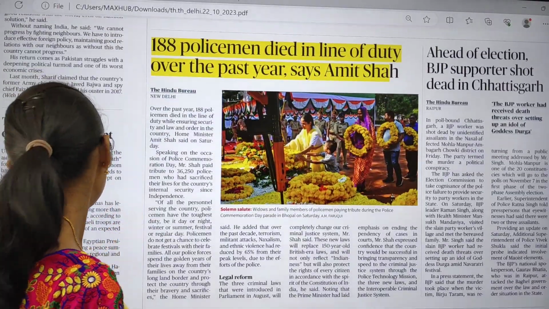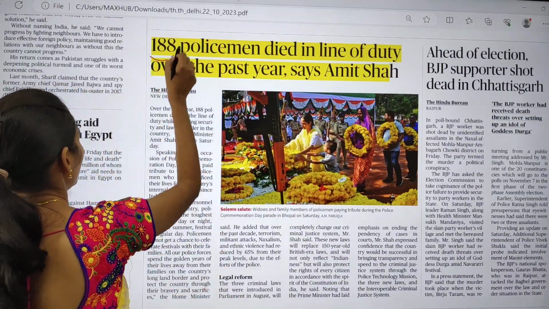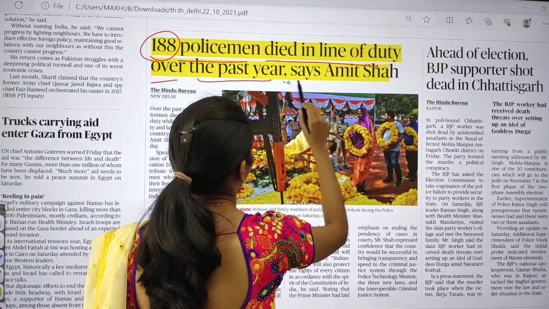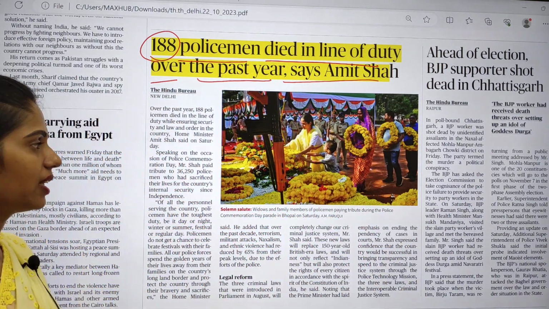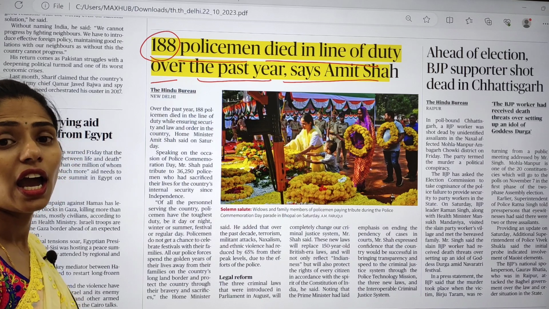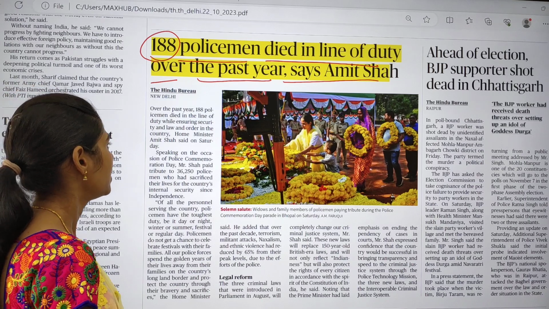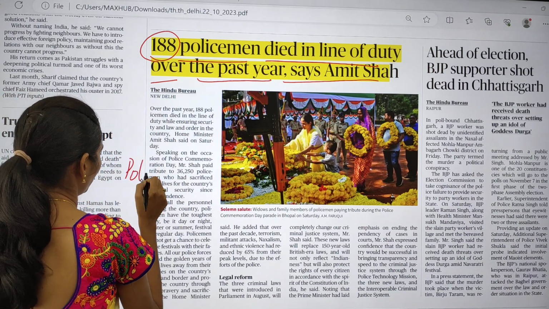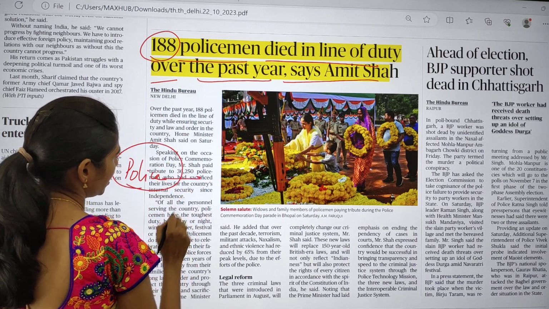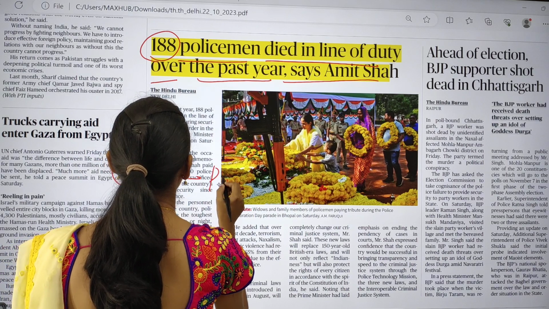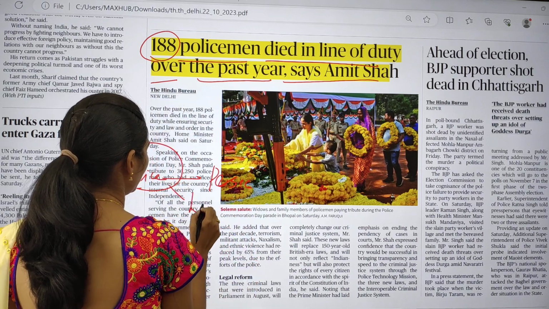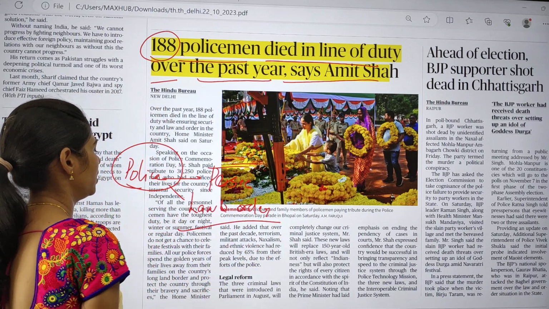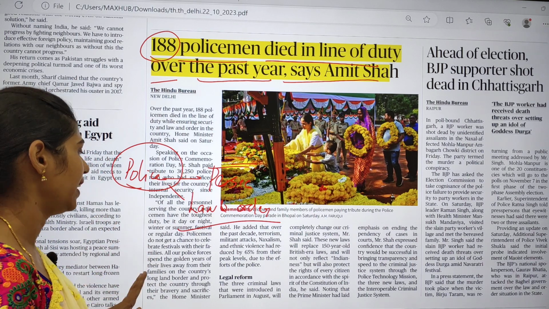Here you can see one article about 188 policemen died in the line of duty over the past year, says Amit Shah. Amit Shah is our Union Home Minister. He says that about 188 police persons died in the line of duty. The police are very important because in society they ensure peace and security, and they maintain law and order in the country.